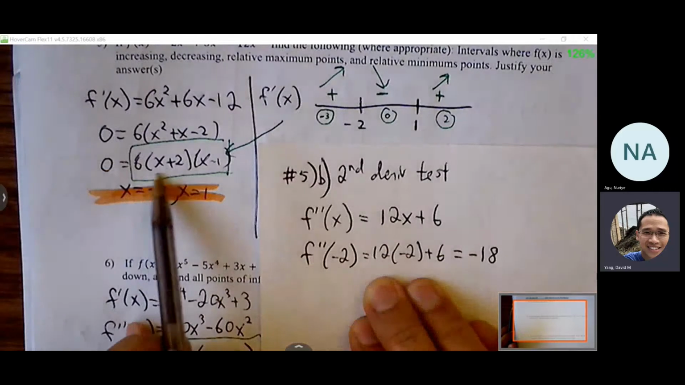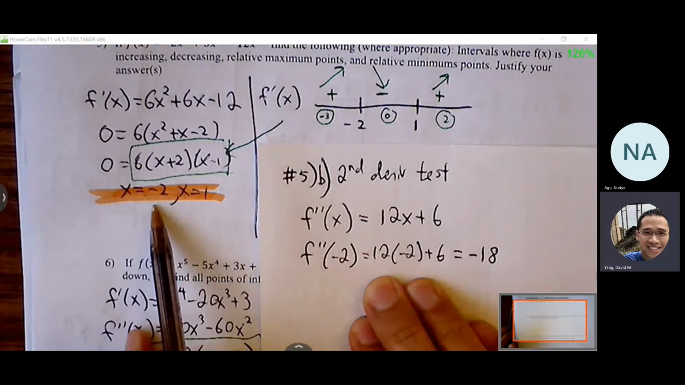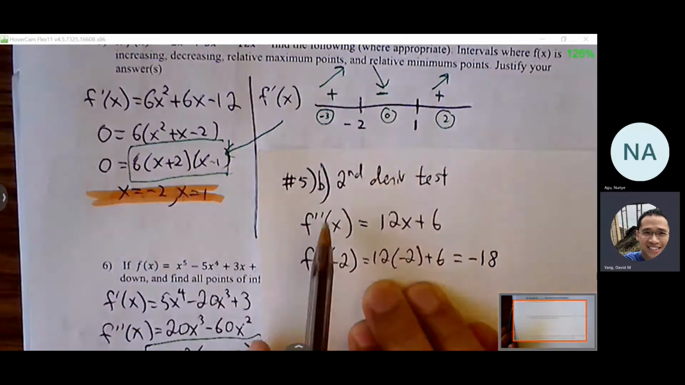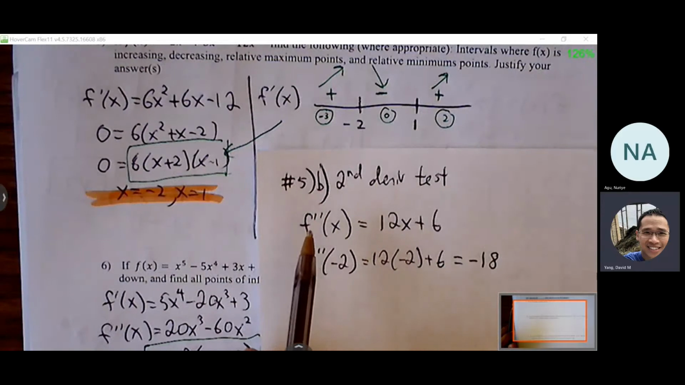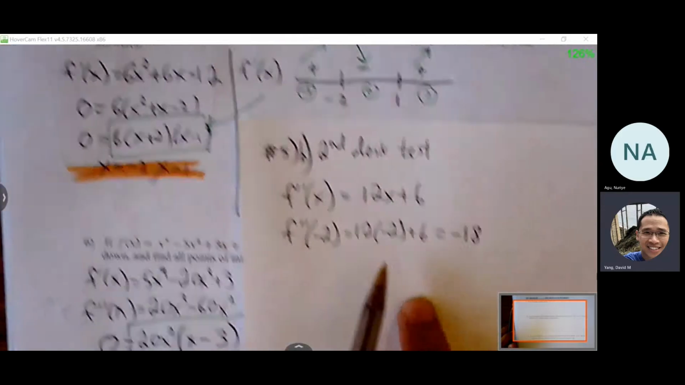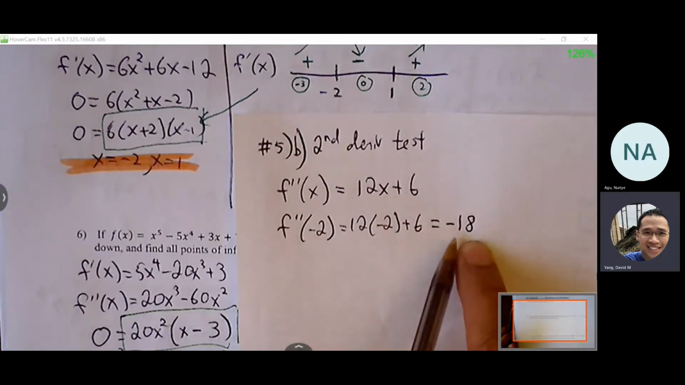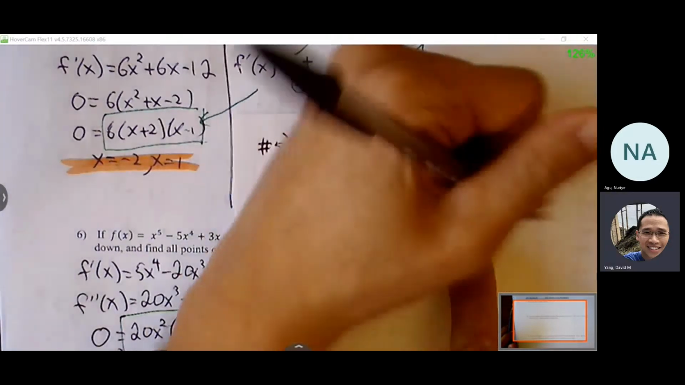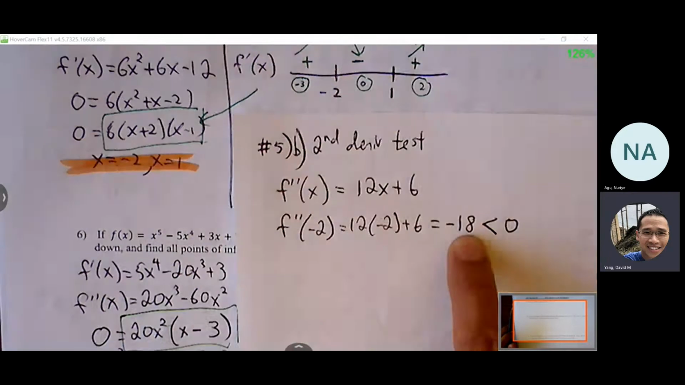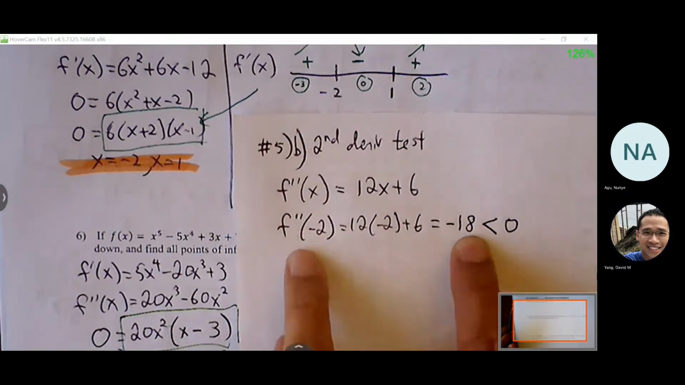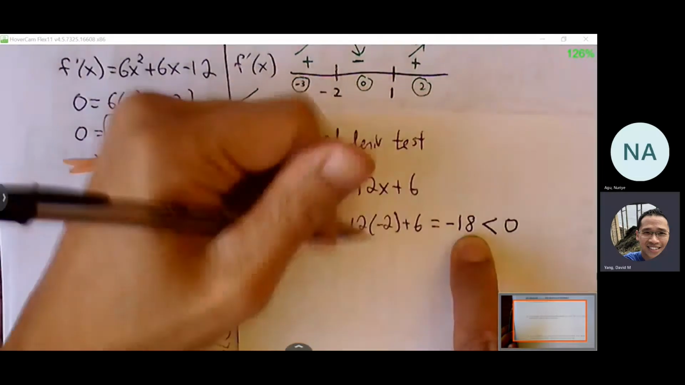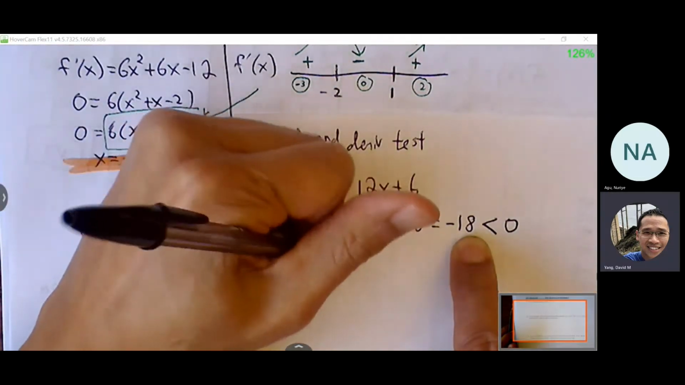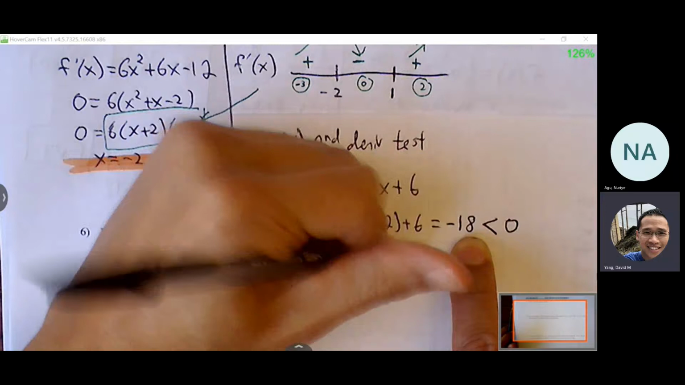Because we want to test whether this is a relative max, relative min. But we don't want to go through the sine line. We want to go through this alternate method. Okay, I get negative 18. What does that tell me? Okay. Negative 18 is less than zero. The number is not that important. It's the sign that's more important. Okay, so negative. Good. So if you can verbalize it, concave down.